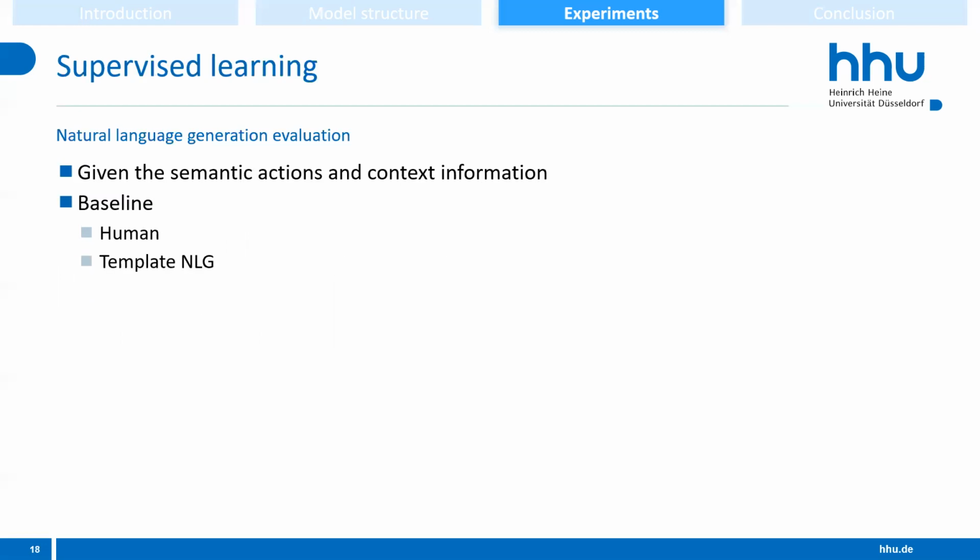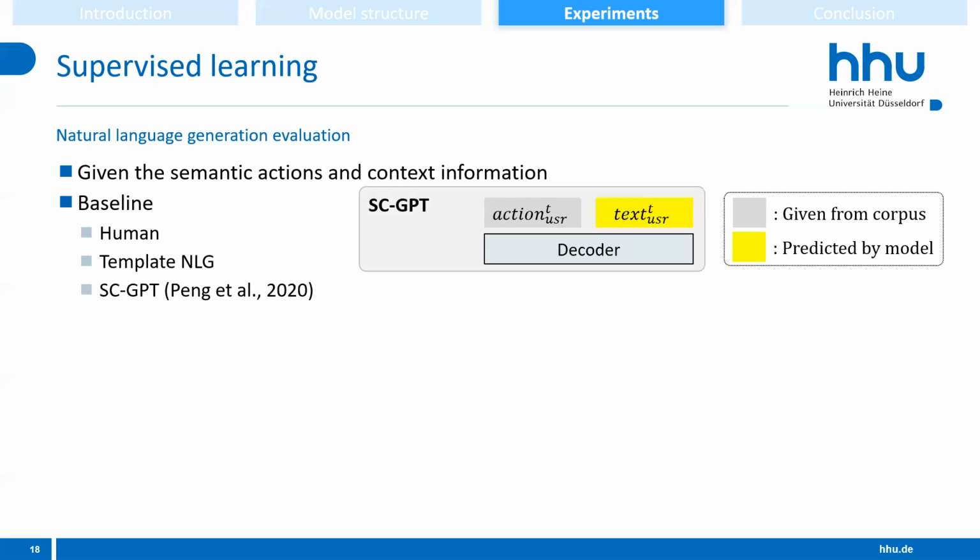For the supervised learning, we train GenTUS as a natural language generation model. So given the semantic action and the context information, the model should reply with the natural language response. Here are our baselines. The first is the text written by humans in the corpus. We also compare with template-based natural language generation. The third model is SC-GPT, which is a data-driven natural language generator. It takes the semantic action as input and generates the natural language response.